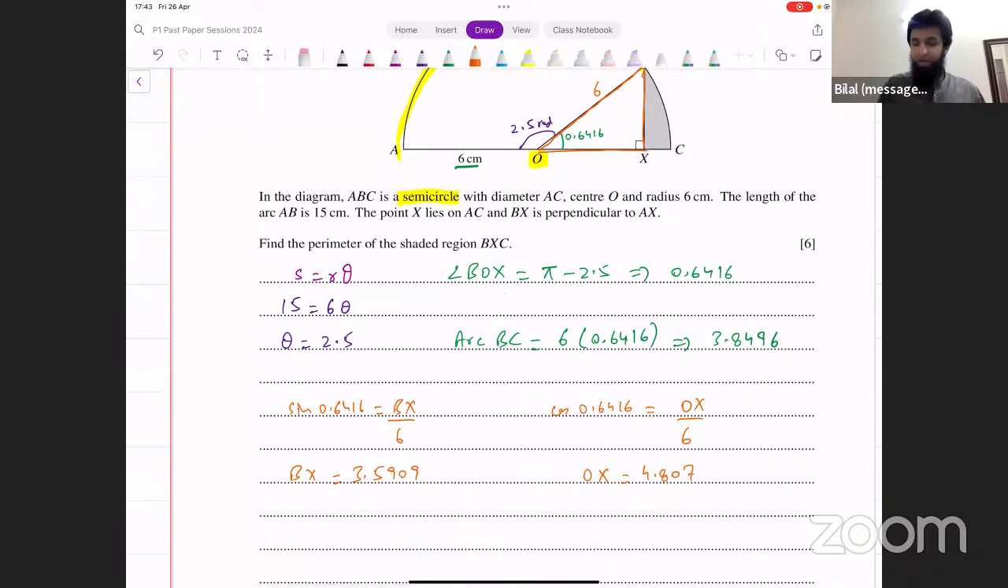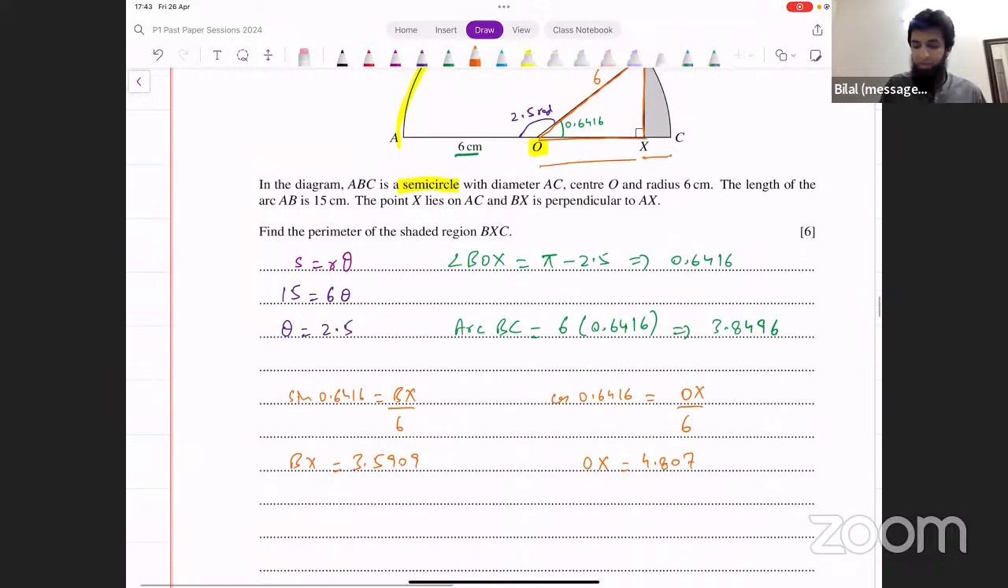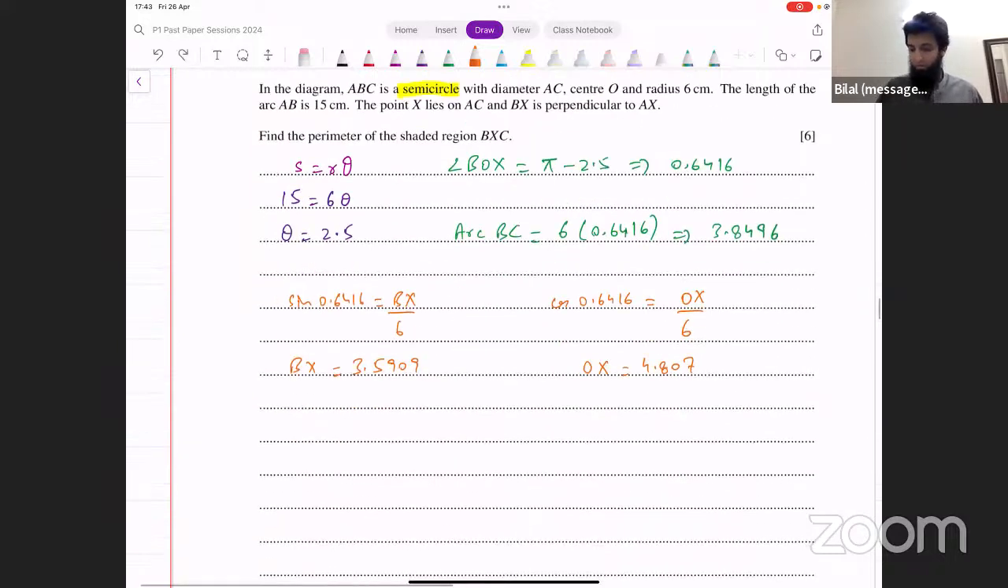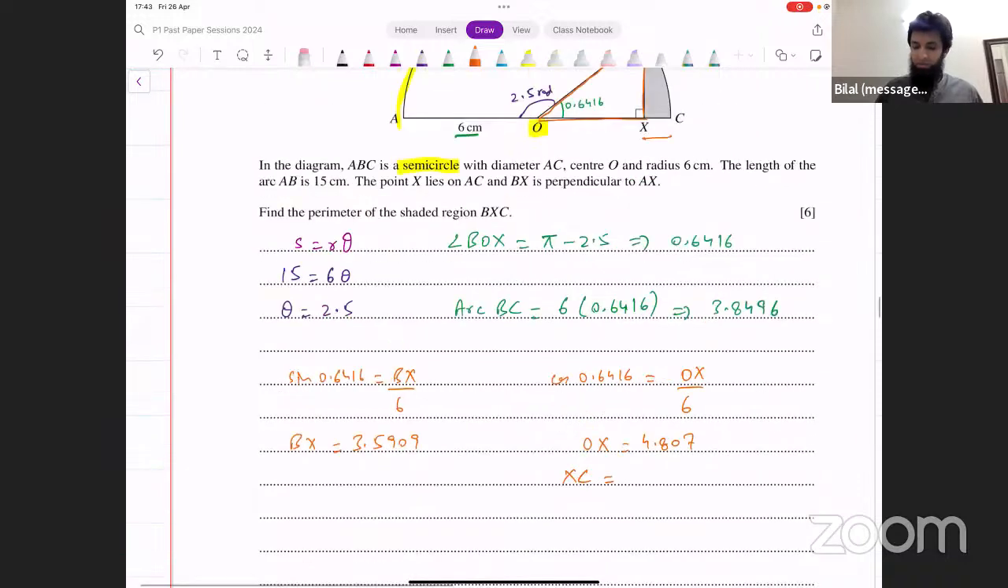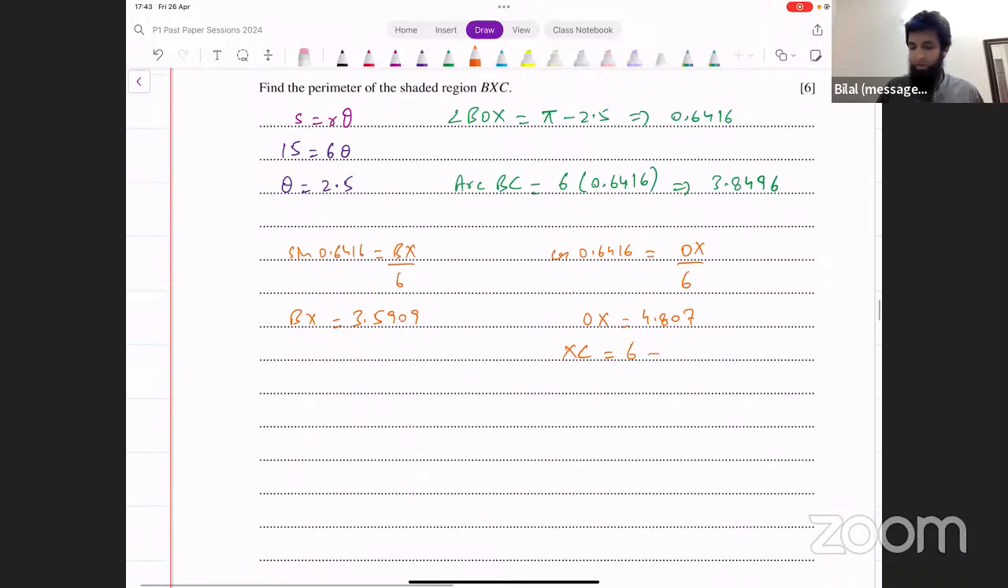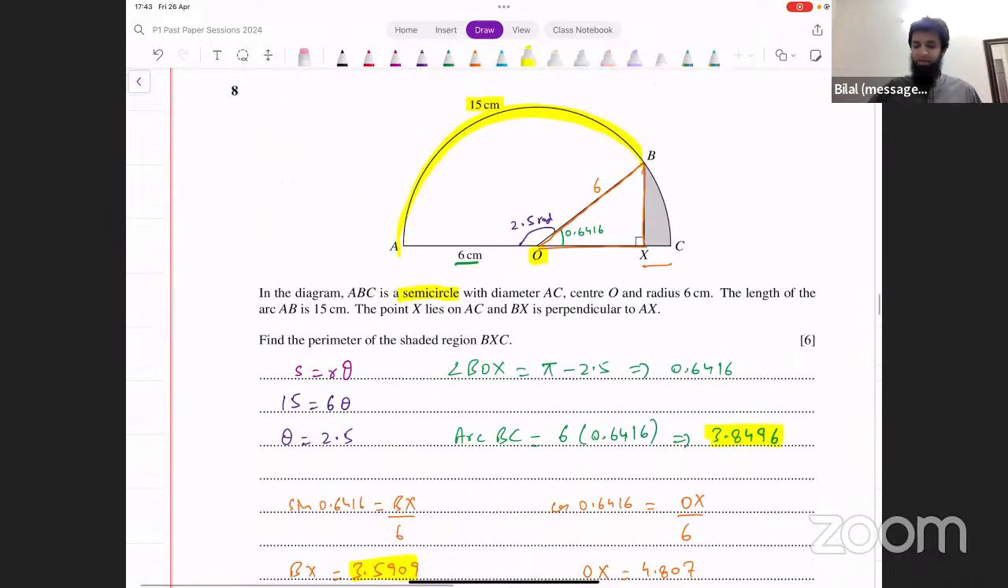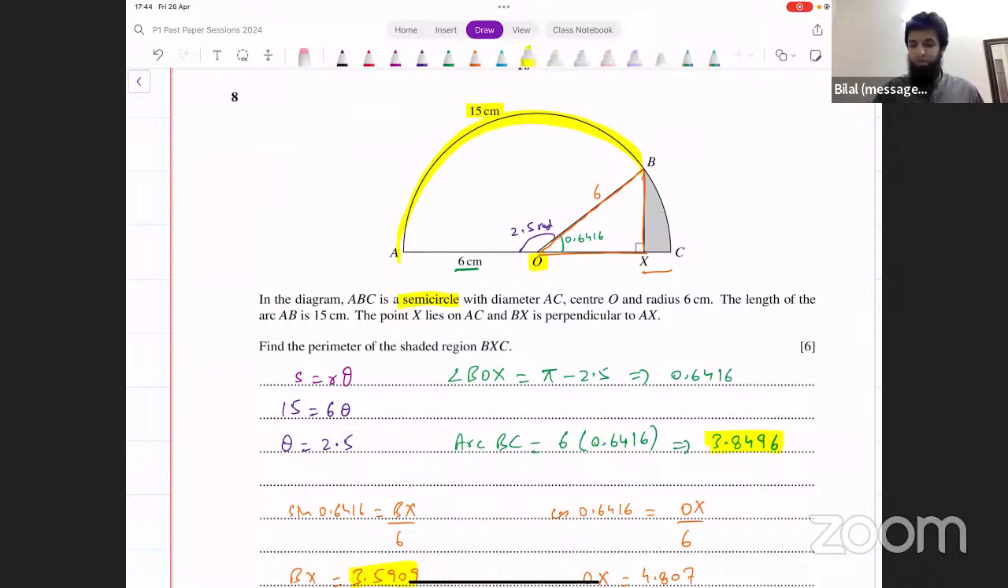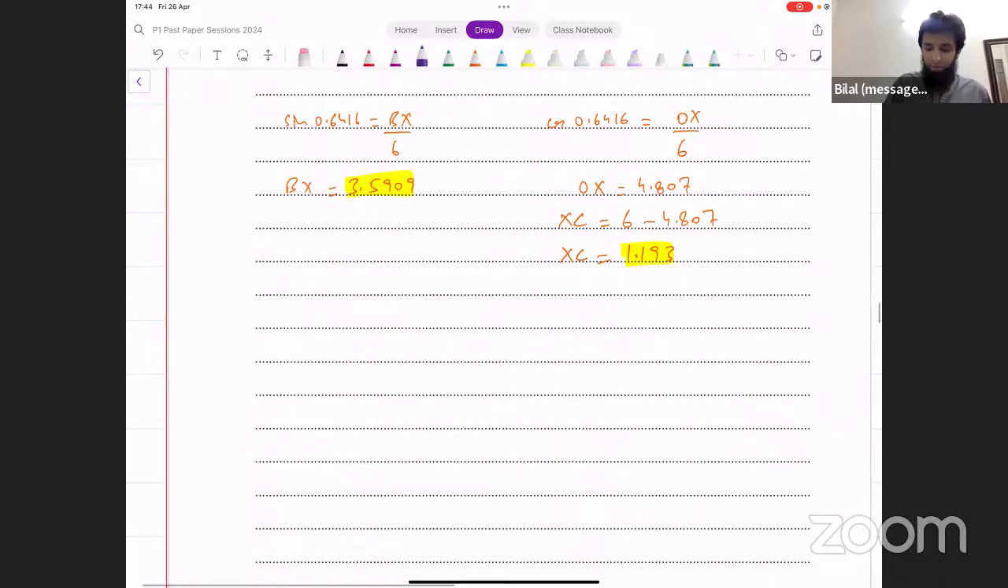Once we've got OX, we can find XC now. What would XC be? XC is radius minus OX because OC is the radius. XC equals 6 minus 4.807, and that turns out to be 1.193. We've got all the lengths that we need now. We've got the arc length, the length BX, and the length XC. These are the 3 sides of that shaded region. This is the boundary of the shaded region. We can just add all of them up, and that will give you the perimeter.